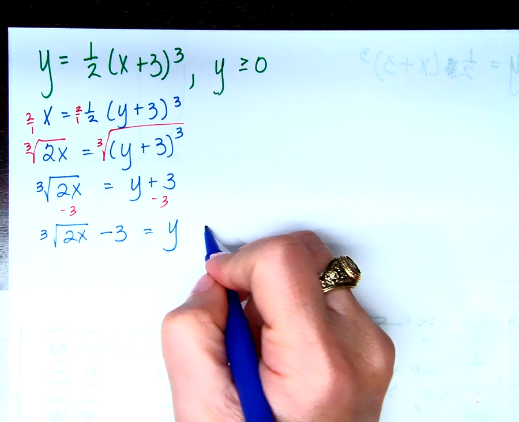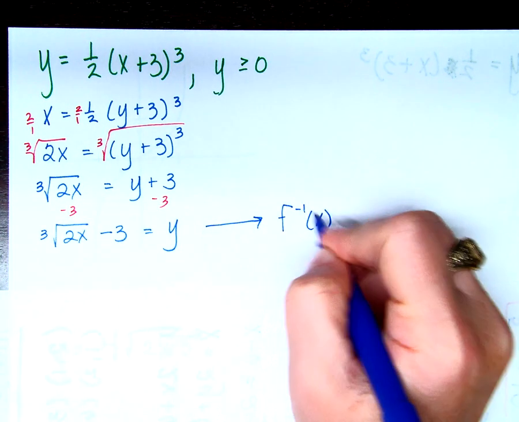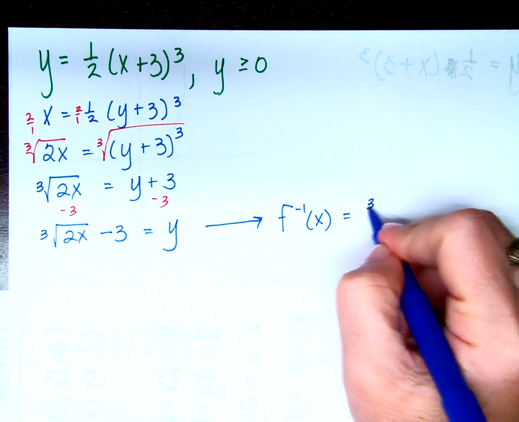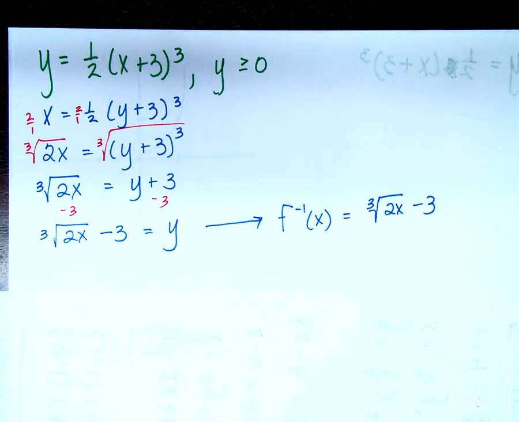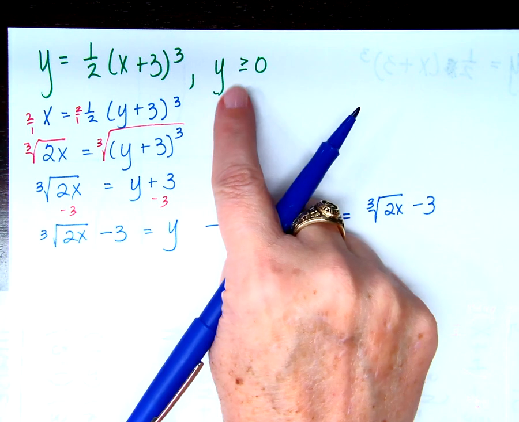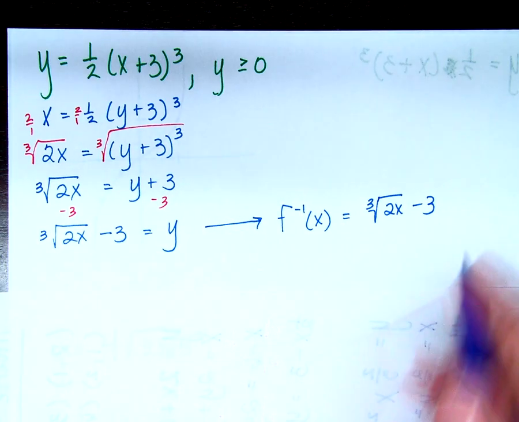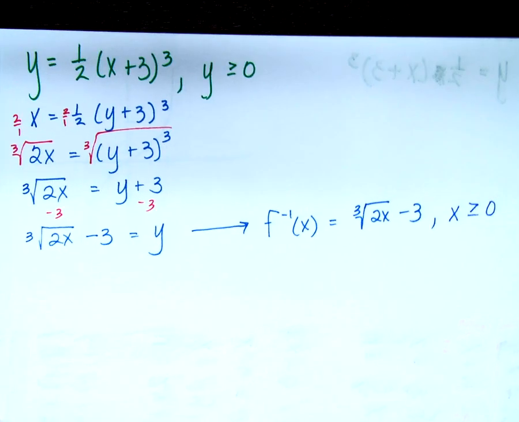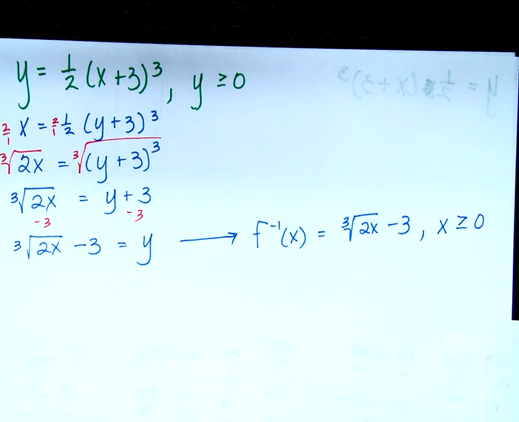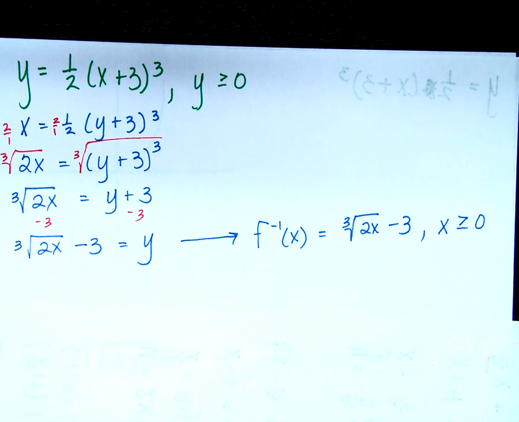So what's left? Correct notation, right? F negative 1 of x equals the cube root of 2x minus 3. But now I have to come back here. No. Look. What did I do? I just switched x and y. But I leave it alone. Okay?